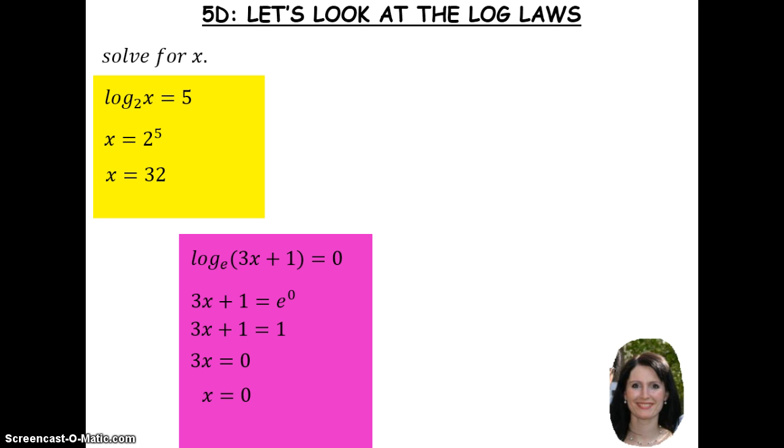Log base e of 3x plus 1, the same deal. We do e to the power of 0, and that equals 3x plus 1. In order to get rid of the log, we take the base of the log and put it on the right with the number there to the power. So 3x plus 1 equals e to the power of 0. Anything to the power of 0 is 1. So then we can just solve for x. 3x equals 0 and x still equals 0.